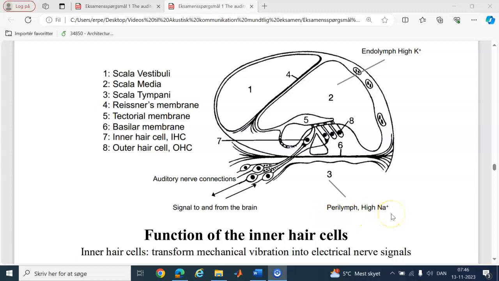And there is some liquid. The liquid in scala media is endolymph. It has a high potassium ion concentration, and we have in the so-called perilymph a high sodium ion concentration in the tympani.